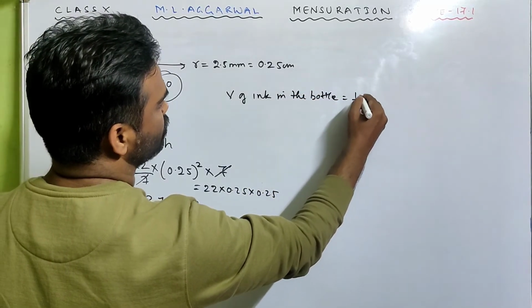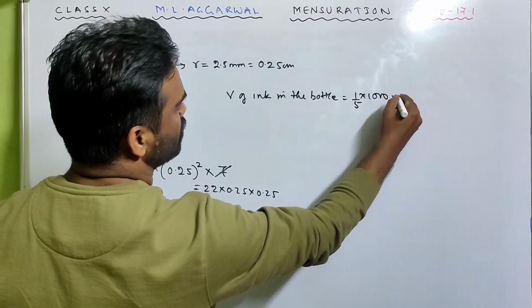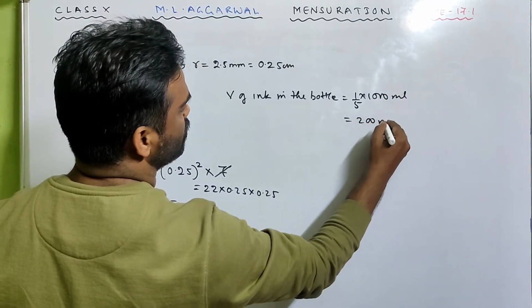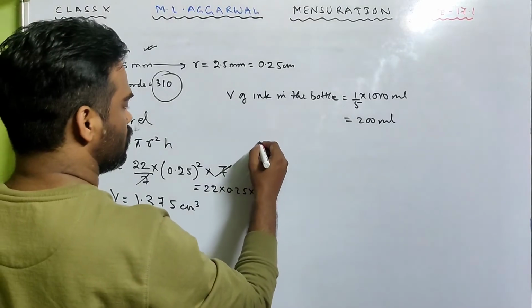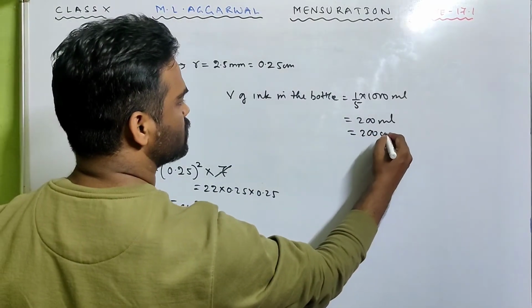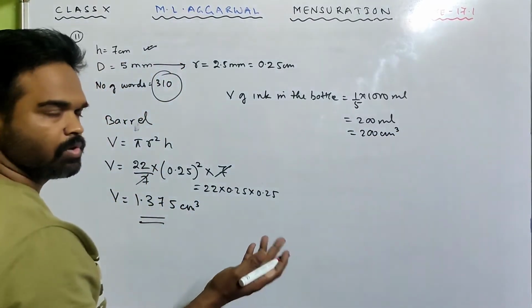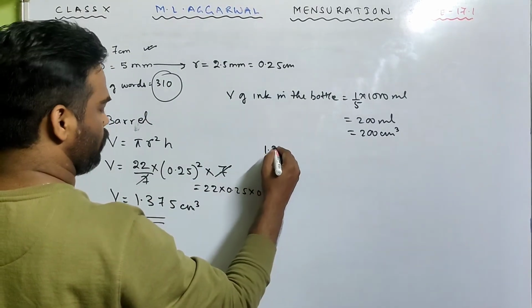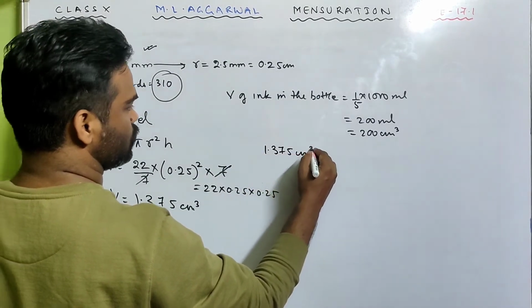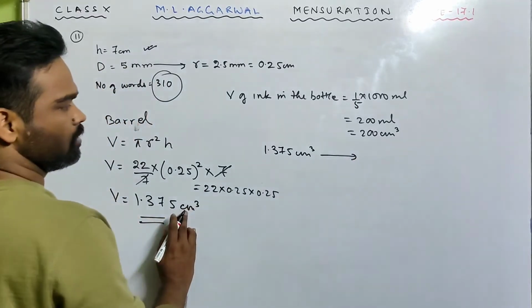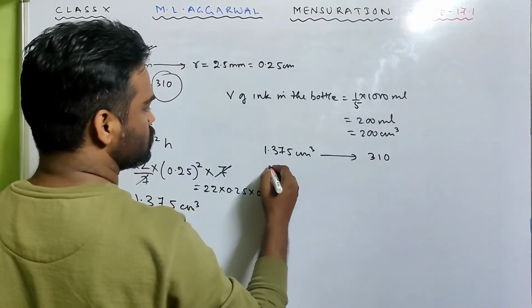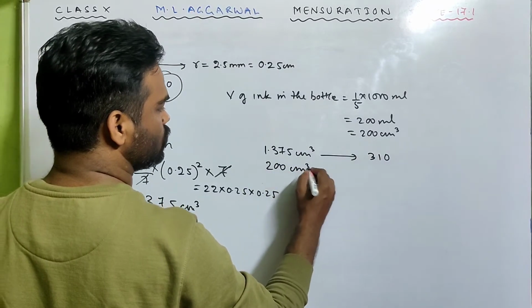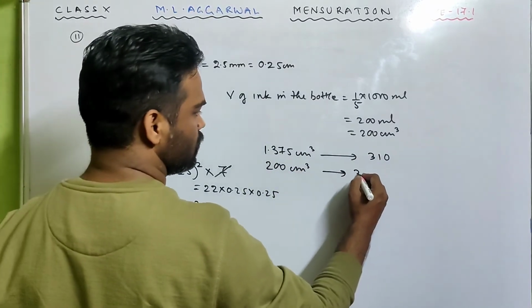is 1/5 of a liter, which means 1000 ml divided by 5. This is 200 ml. Yes or no? Now look, this is equal to 200 centimeter cube. Okay, so 1.375 centimeter cube. With this much ink, how many words you can write? 310. So with 200 centimeter cube, how many words you can write?